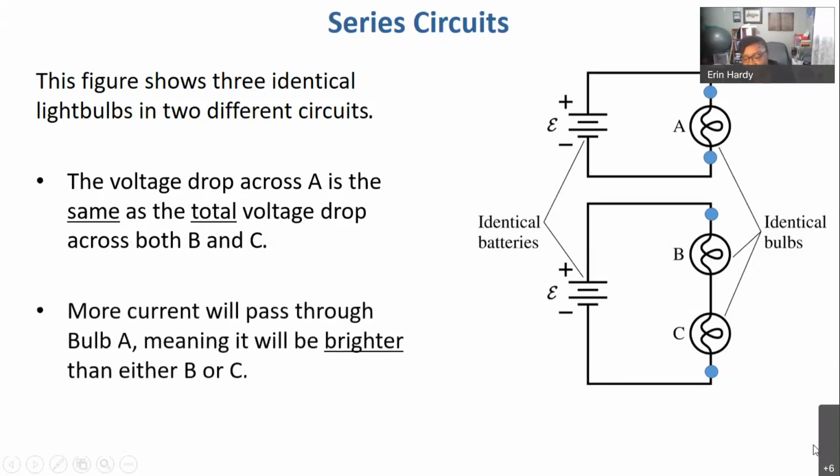So if we want to visualize which of these circuits is going to produce a light, or which one of the light bulbs in these two circuits will be brighter, what we want to look for is the one that has the larger amount of current passing through it. So the amount of resistance in the lower circuit is going to be larger than the amount of resistance in the upper circuit. So that means that the amount of current in the lower circuit is going to be less than the upper circuit. So bulb A should be the brighter of these three. Bulb B and C should be a tie.